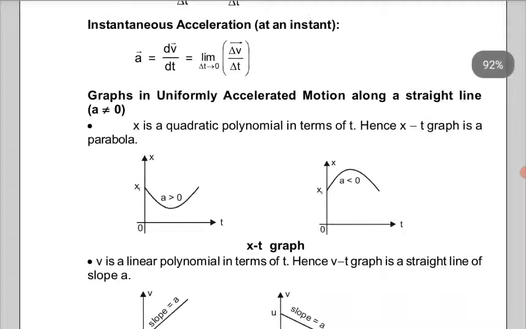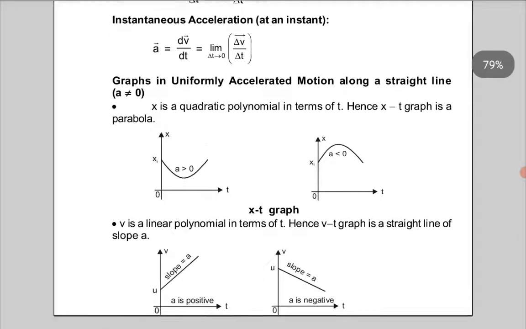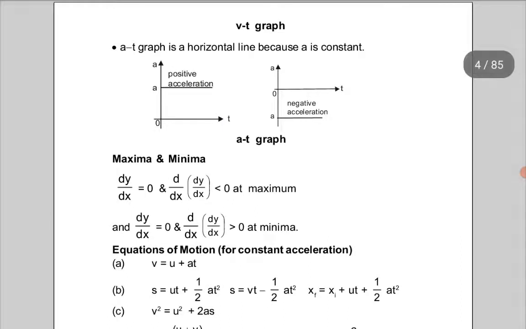Graphs in uniformly accelerated motion along a straight line, that is, acceleration not equal to 0. X is a quadratic polynomial in terms of t, hence the xt graph is a parabola. You can see this xt graph. V is a linear polynomial in terms of t, hence the vt graph is a straight line of slope a. You can see these two figures. Then the at graph. The at graph is a horizontal line because a is constant. So this is positive acceleration, and in the other graph there is negative acceleration.